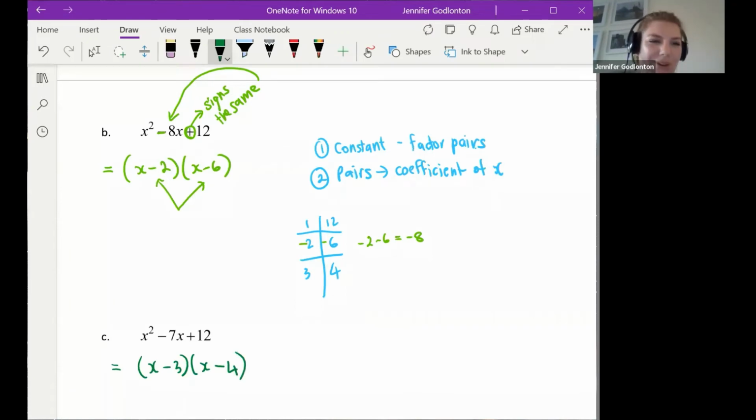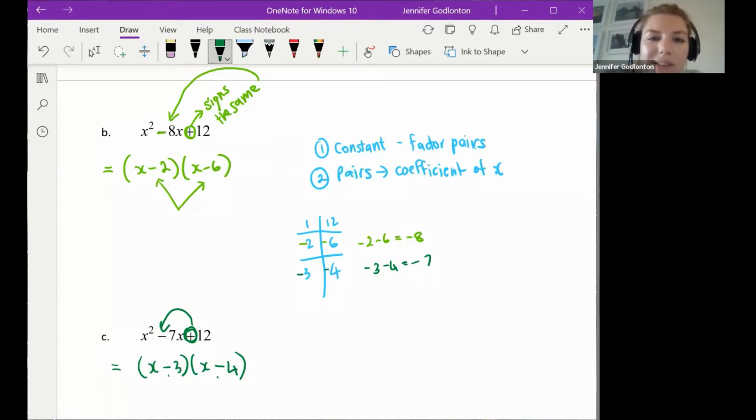Excellent. Beautiful. Nice job, guys. So we look at our factor pairs. We say, okay, we're trying to get negative 7. So if I have minus 3 and minus 4, that's going to give me minus 7. And remember, this was a plus sign. So it told me the signs were going to be the same and they were going to be the same as that one. So both of my signs were negative.